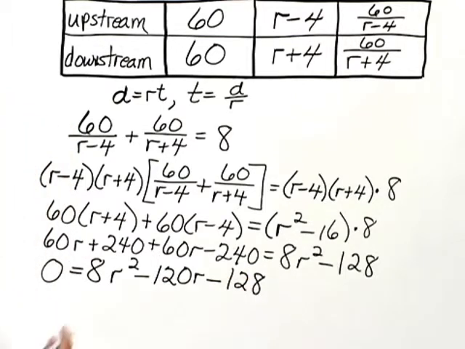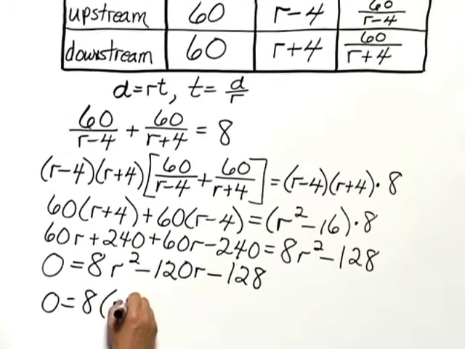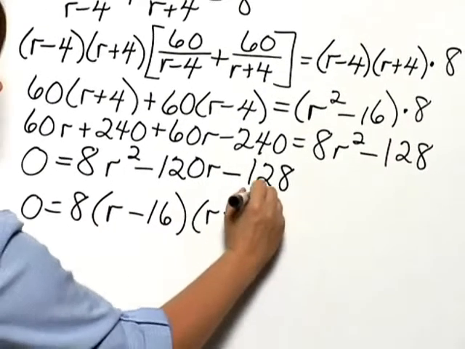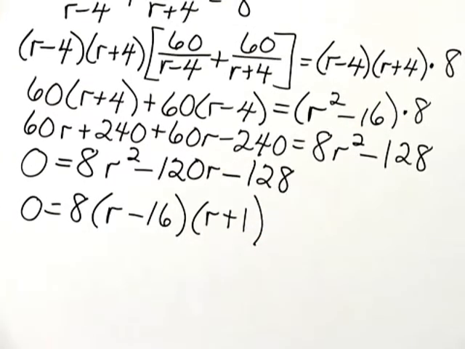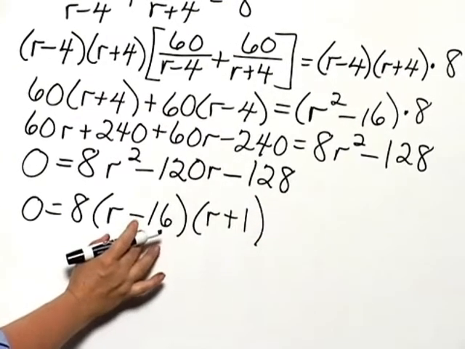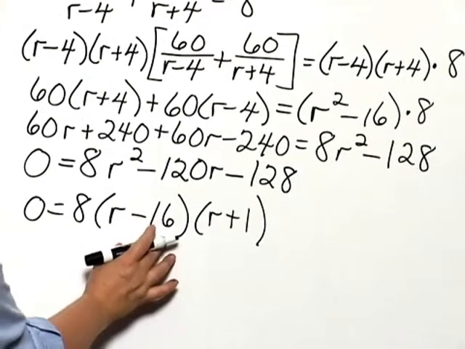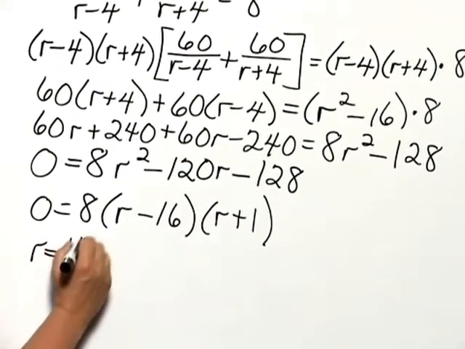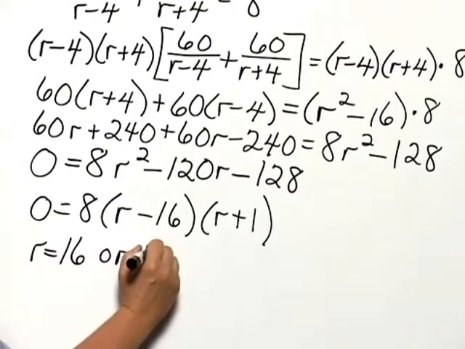Well, we can factor out an 8 and then factor the remaining trinomial, and we get 8 times R minus 16 times R plus 1. So that means R has to be 16, because then R minus 16 would be 0, or R can be negative 1, setting each of those factors equal to 0.